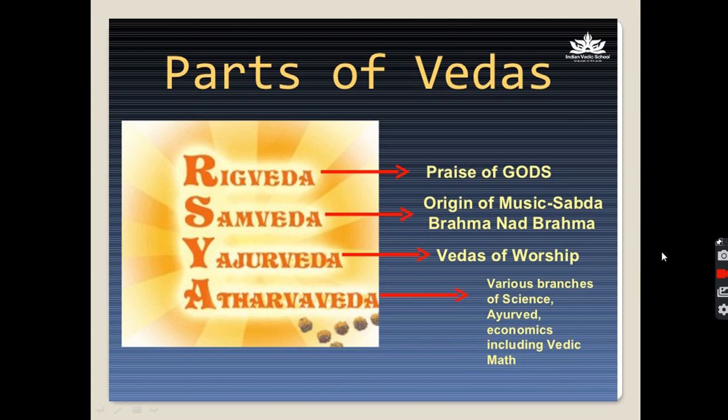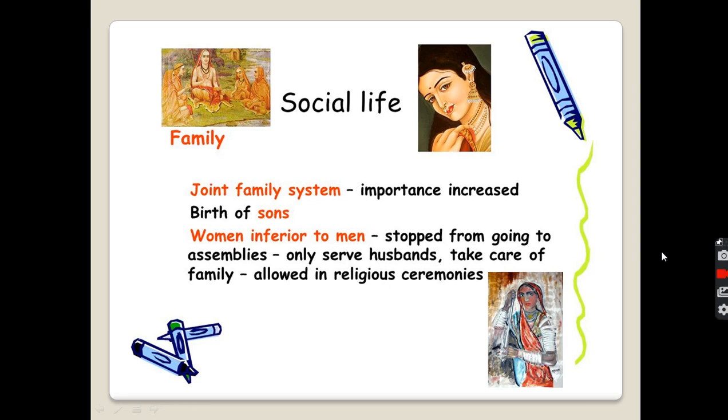Now next we will go to the social life of the Vedic civilization. In the social life, the first main thing was the family system. I hope everyone knows about the family system which exists nowadays in our day-to-day life. But in the Vedic period, the first preference went to the joint family system. In the joint family system, importance was given only to the birth of sons. In the Vedic period, in the family, women's restrictions were increasing and their position was kept secondary, that is inferior.